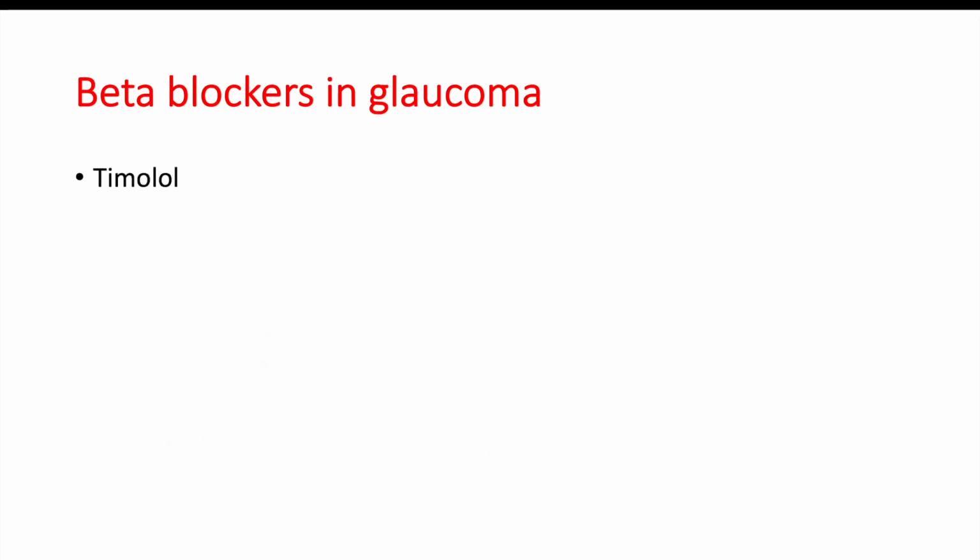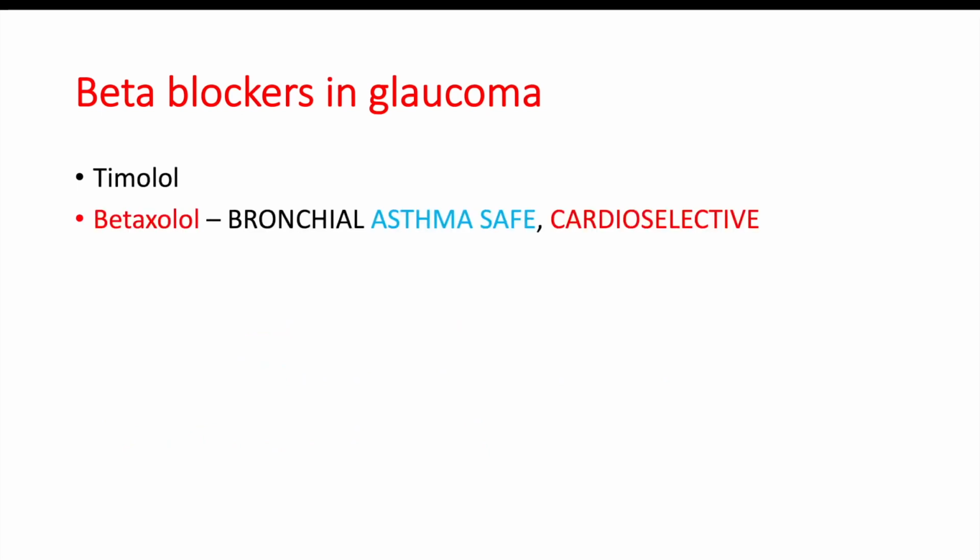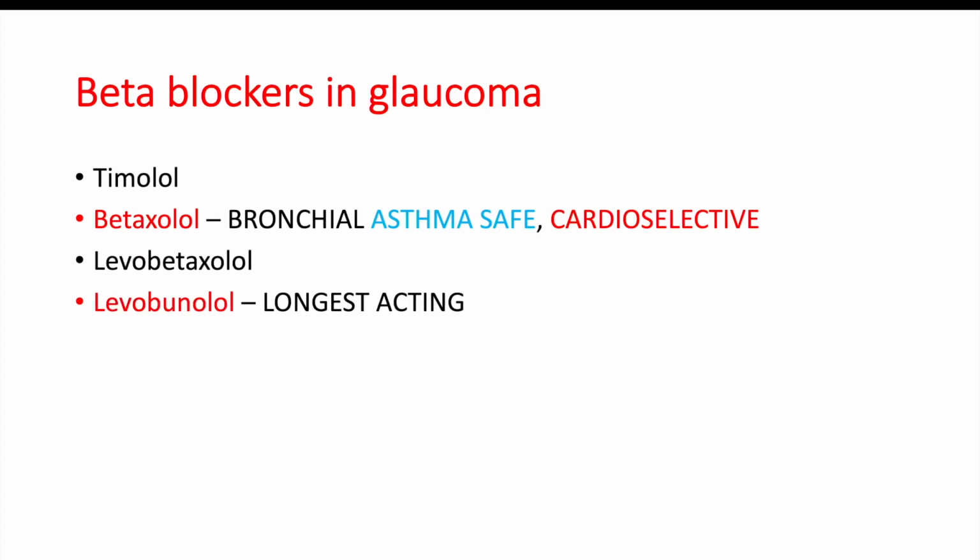So what are the drugs which are available for the treatment of glaucoma? Under beta blockers, you have topical timolol, betaxolol, levobetaxolol, levobunolol, carteolol, and metipranolol. Two very important points to remember here: betaxolol is very safe in bronchial asthma patients because it is a cardioselective agent. It has less effect on the bronchial smooth muscle contraction. Levobunolol is one more drug, which is the longest acting drug.